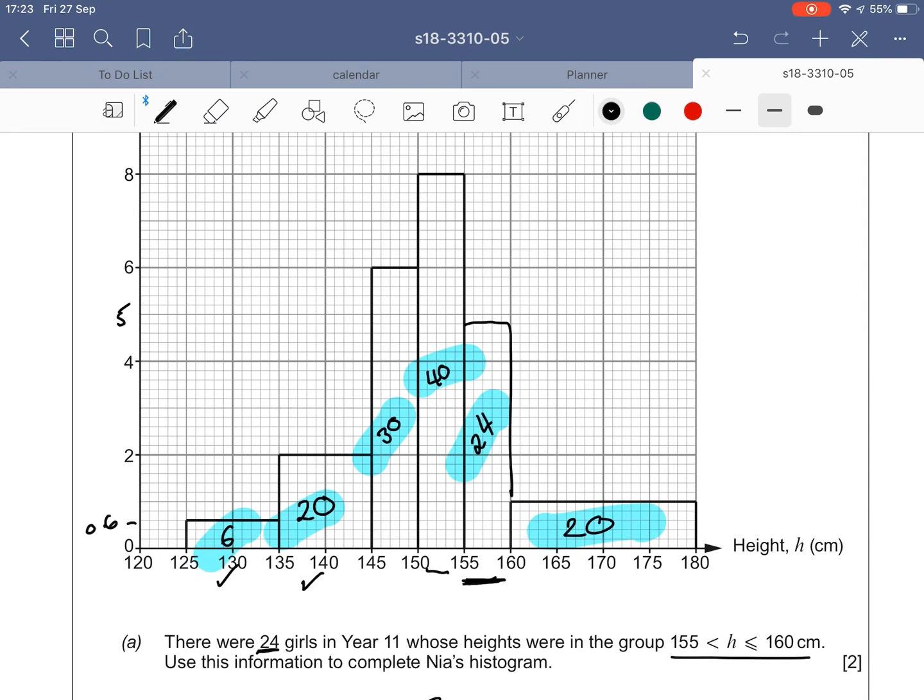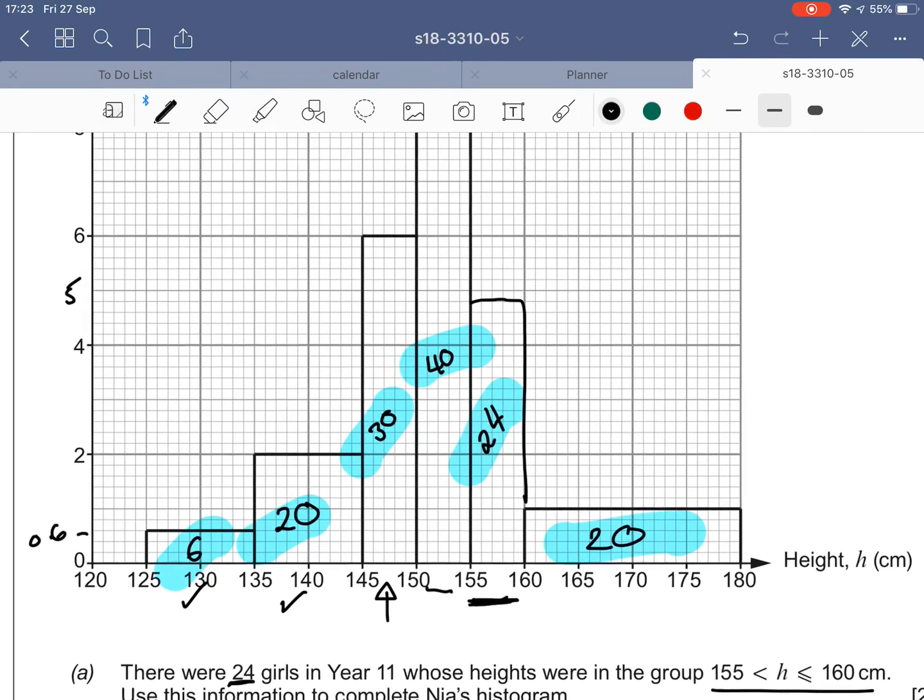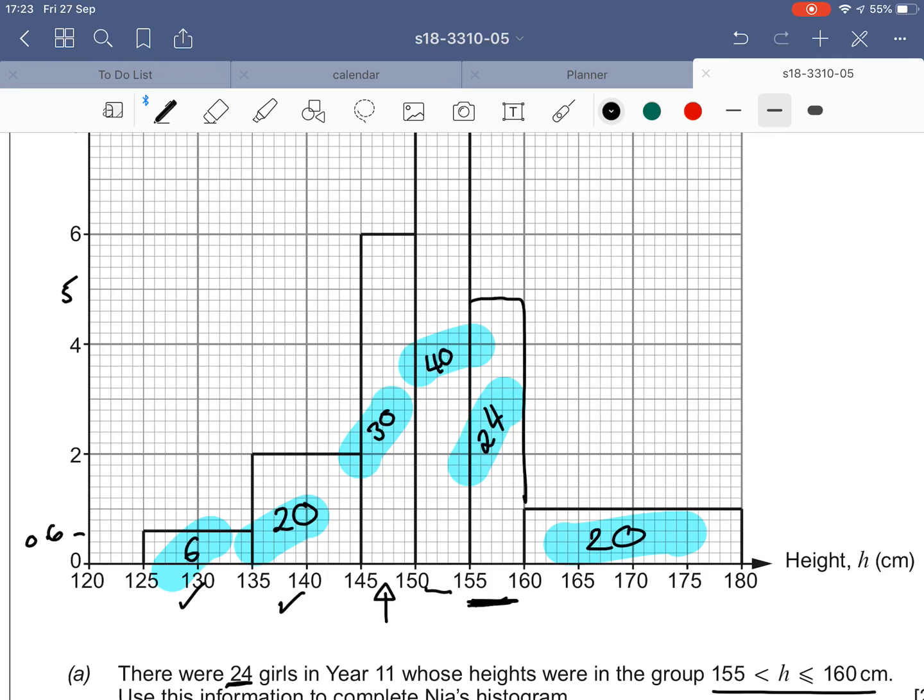Got 6, got 20. So it's going to be in this one here. So it's going to go in just about here.